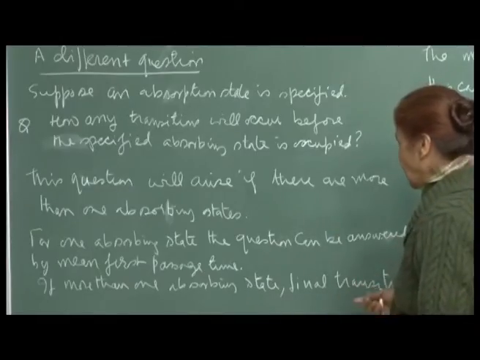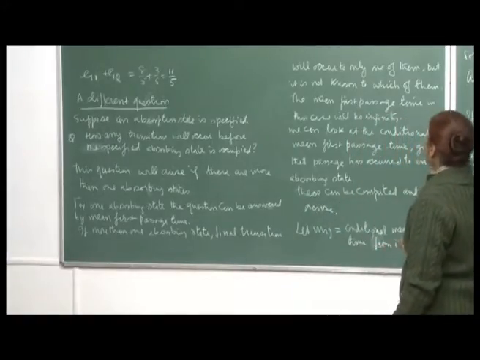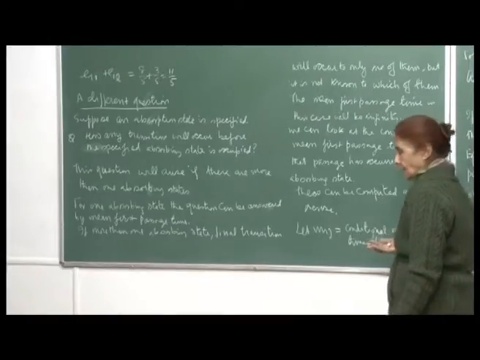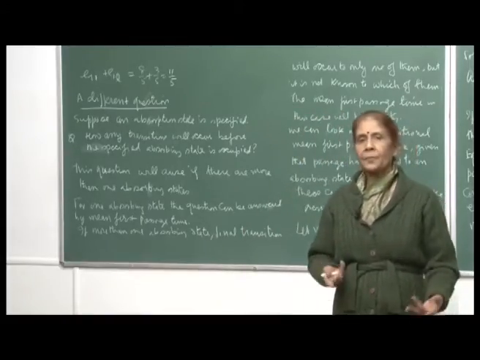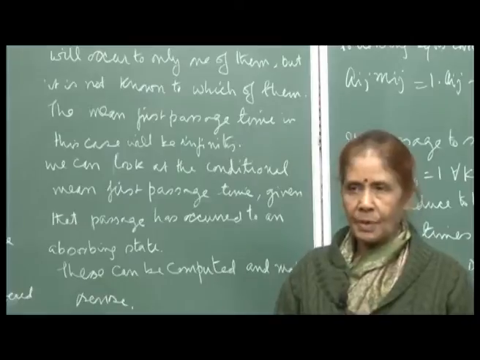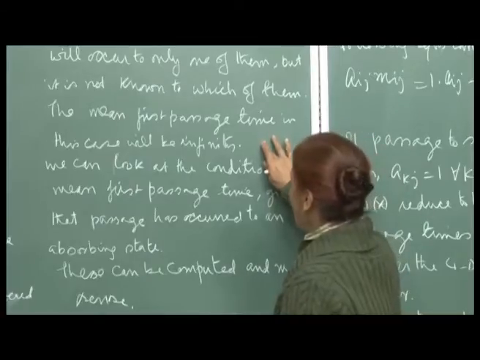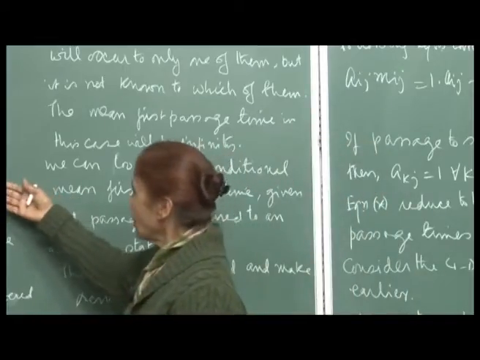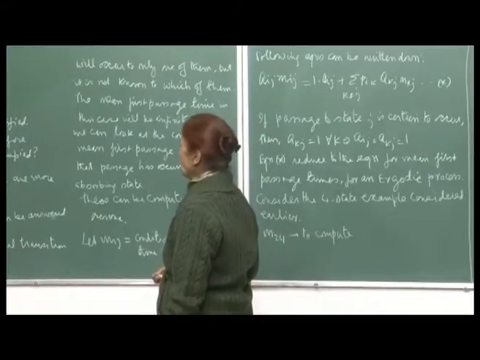But if there is more than one absorbing state, then the final transition will occur to only one of them, and it is not known which one. Therefore, the mean first passage time can be infinity in this case, because you do not know to which absorbing state you will go. Once you reach one absorbing state, the other one will never be visited, and therefore the mean first passage time will go to infinity. So, when you have more than one absorbing state, you need to make some computations to be able to answer the question: how many transitions will occur before the specified absorbing state is occupied?